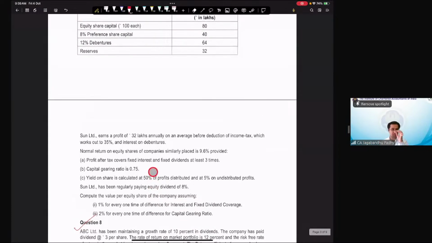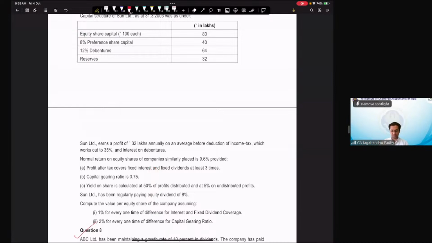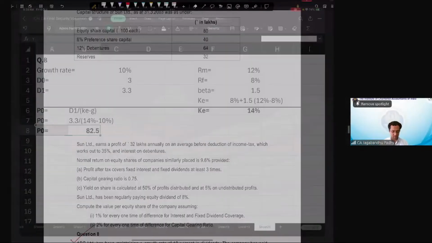Okay, so our first task is to calculate the profit after tax. So let's go ahead and calculate.